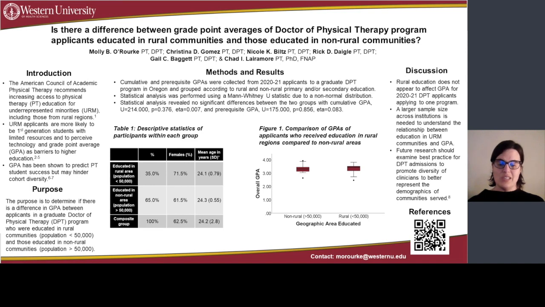The strength of association between rural region of education and GPA was 0.007 for overall GPA and 0.083 for prerequisite GPA. Rural education does not appear to affect GPA for 2020-2021 applicants applying to one DPT program. Analysis is ongoing as additional applicants may offer further information about potential relationships between education in rural communities and grade point averages. Continued research is needed as to how region of education affects diversity of the applicant pool of the Doctor of Physical Therapy programs.